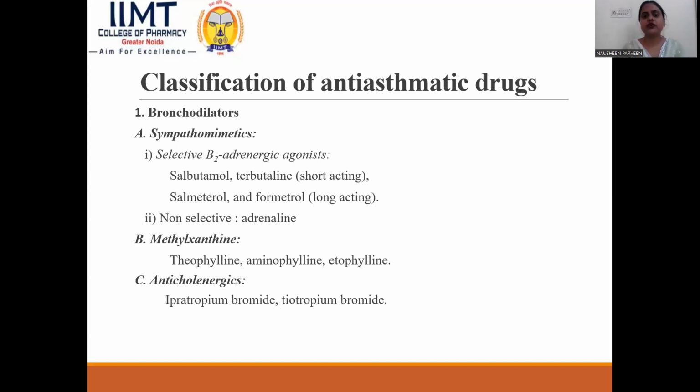First is selective beta 2 adrenergic agonist, which is further divided into two classes: short acting drugs and long acting drugs. Examples of short acting drugs are salbutamol and terbutaline, and long acting beta 2 adrenergic agonists are salmeterol and formoterol. Next, the non-selective beta 2 adrenergic agonist is adrenaline. The next class of bronchodilator is methylxanthine, and examples of methylxanthines are theophylline, aminophylline, and etophylline.